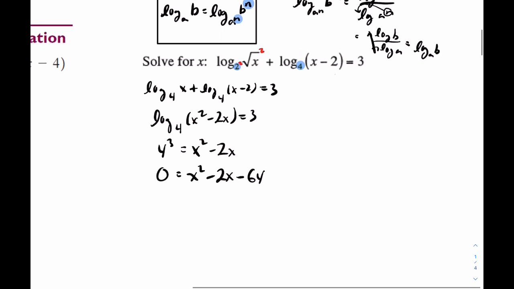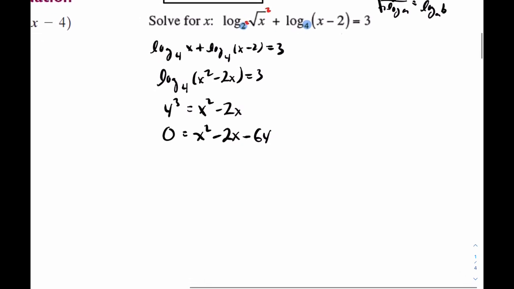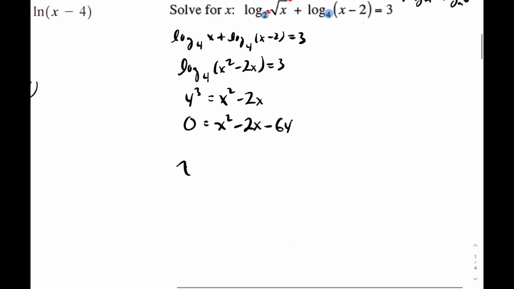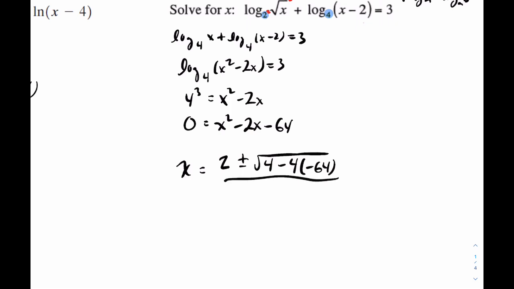Now we want to factor that, but we definitely can't, which means we have to do the quadratic formula. So x equals opposite b plus or minus the square root of b squared, that's 4, minus 4, and that's going to be a is 1 and negative 64, all divided by 2.